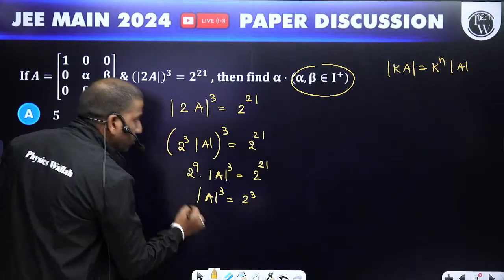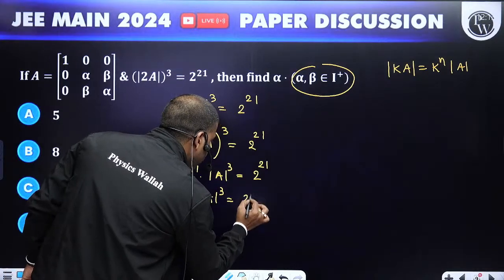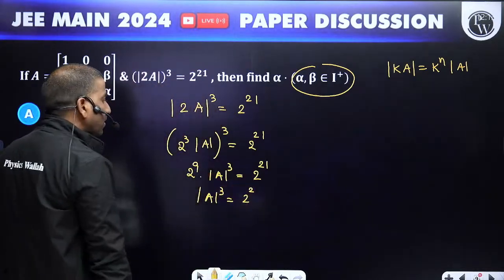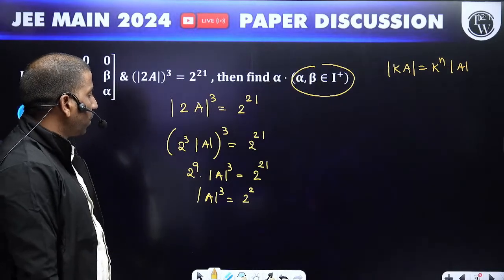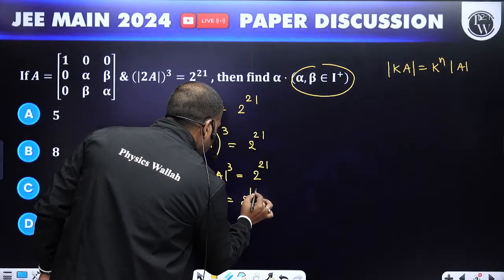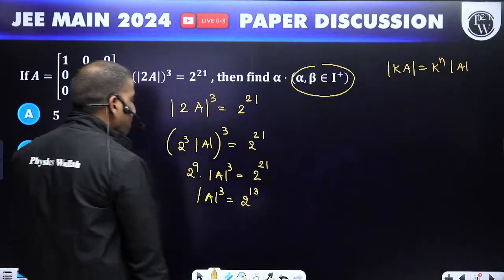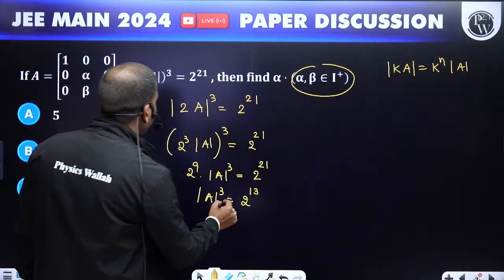So that means 2 power 21 minus 9. What do you get? 2 power 12. 21 minus 9 is 12.